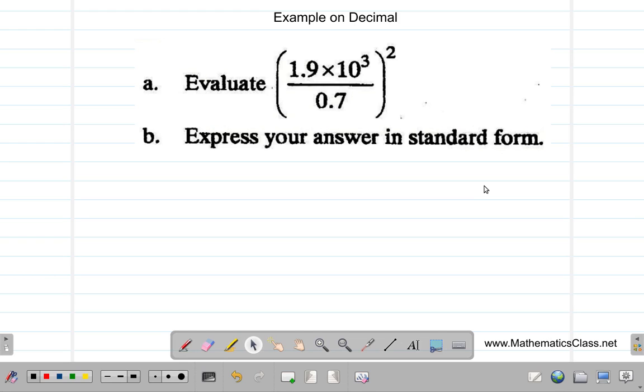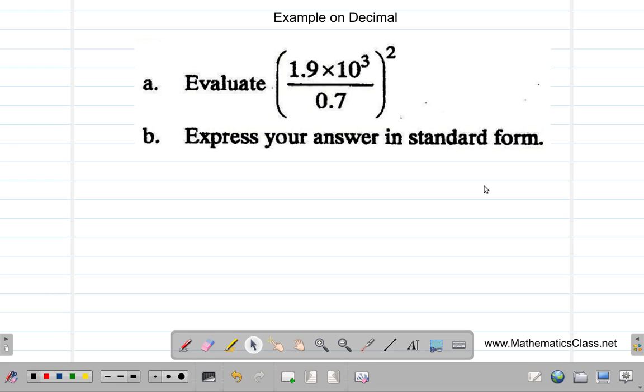Let's look at this example on decimal. What I want you to do, pause the video, work it out, show your answer for A and B. You might need to use a calculator, I believe so, but anyway, go ahead and pause and work it out now.